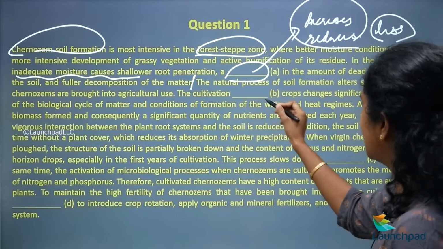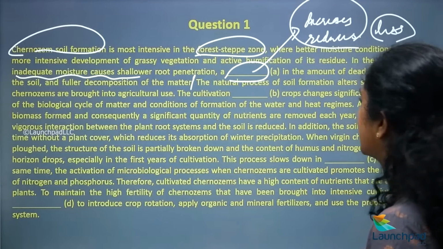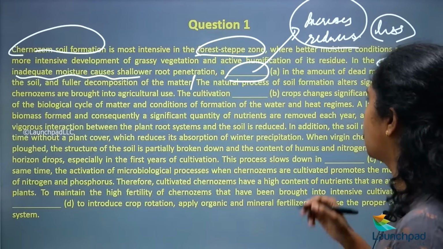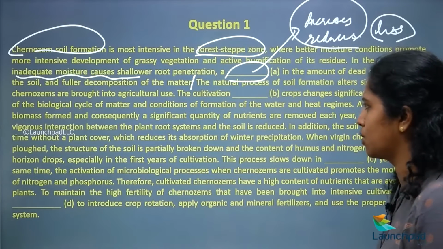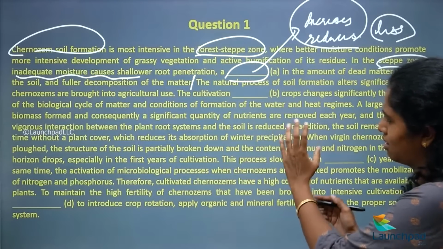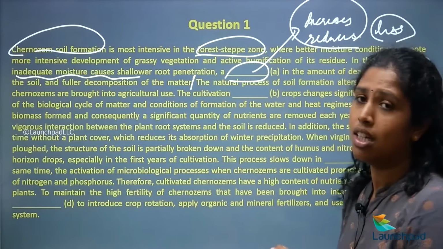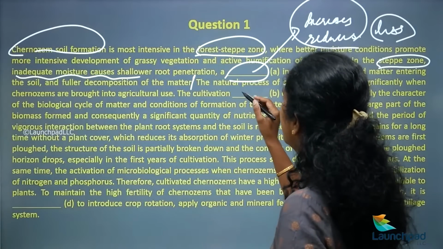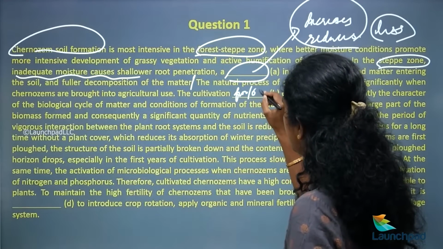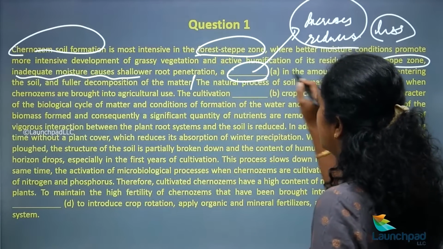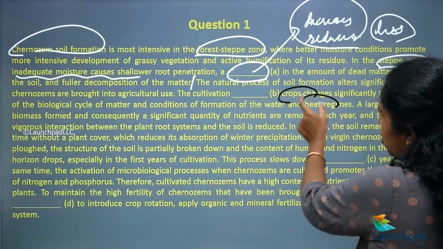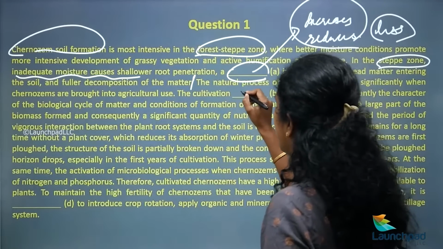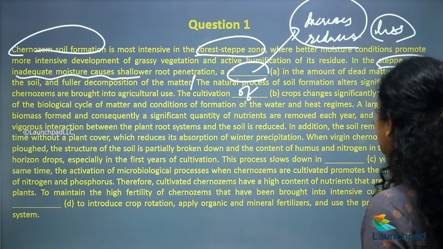The cultivation dash crops changes significantly the character of the biological cycle of matter and conditions of formation of the water and heat regimes. So here, the cultivation, its crop changes. There should be a preposition that could be used because it needs a connecting word. Maybe it should be "cultivation from" or "cultivation of", but usually "from" won't come, right? Because they are telling that it changes. So you have to look for a word that would describe the cultivation. So the cultivation of crops changes significantly.